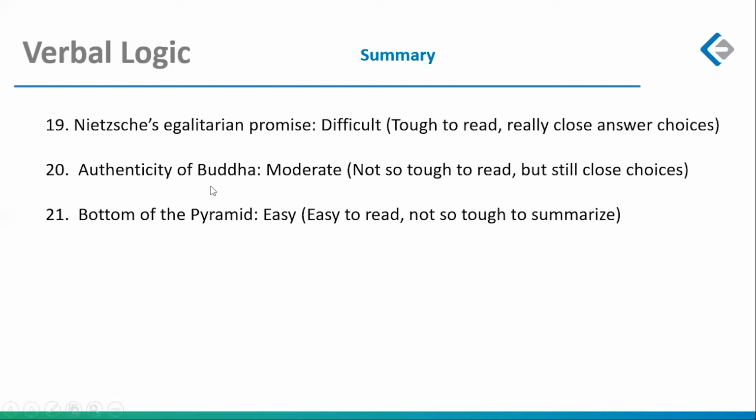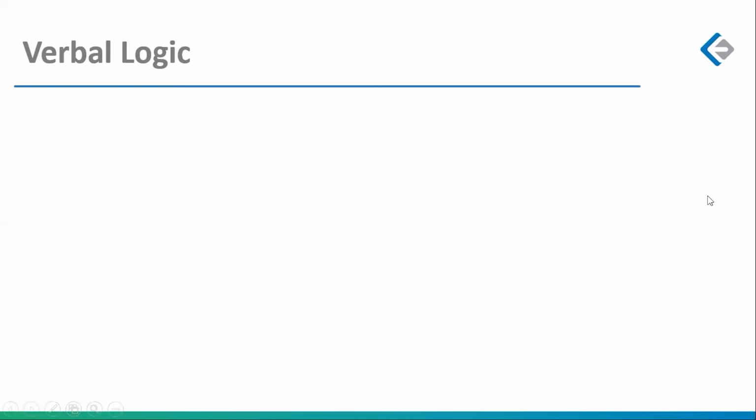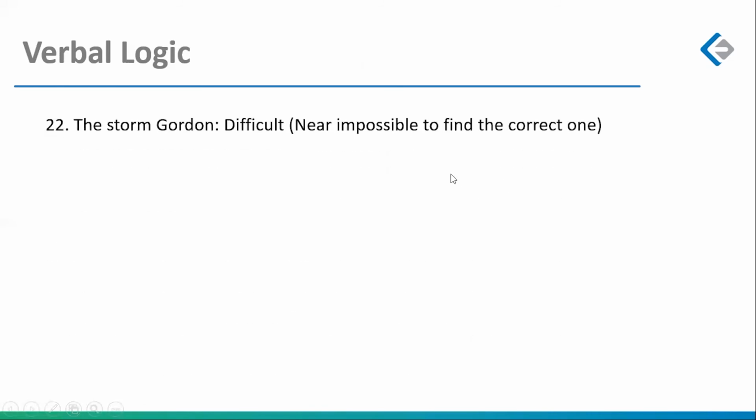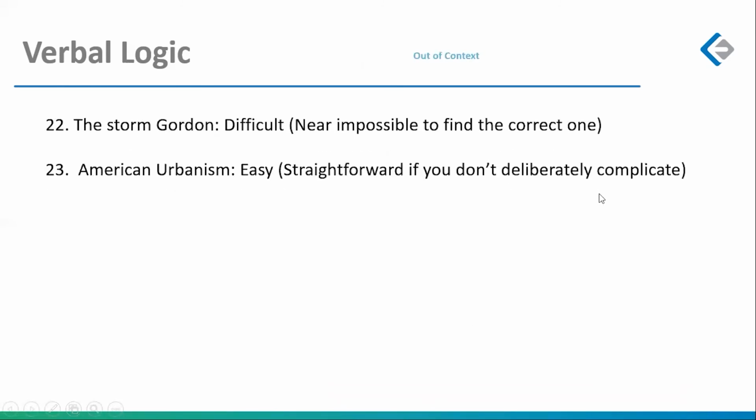So 1 difficult, 1 moderate, 1 easy. Same old problem. 21st and 20th, not so tough to read. And then 20th, you still had close answer choices. 21st, the only summary question that you've seen easy in a long time. 22nd, the strong order, difficult.